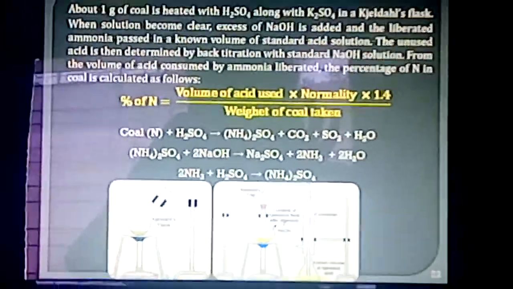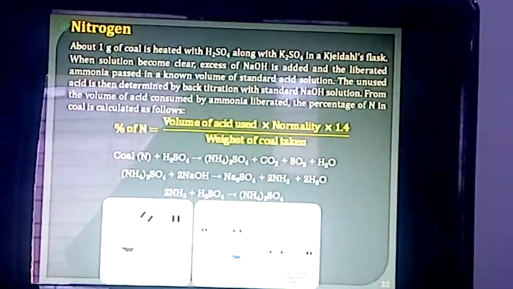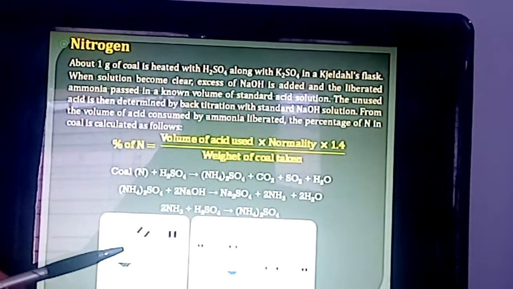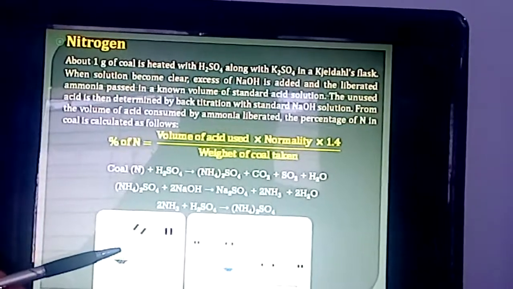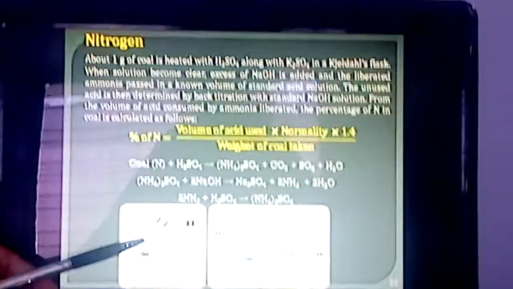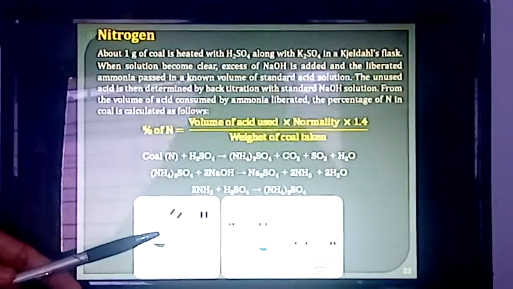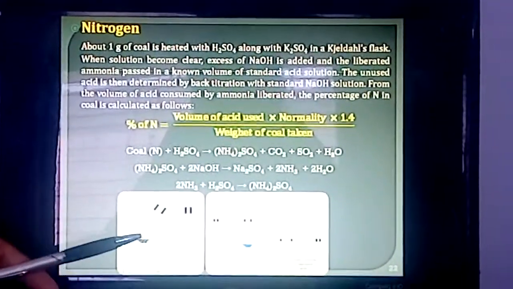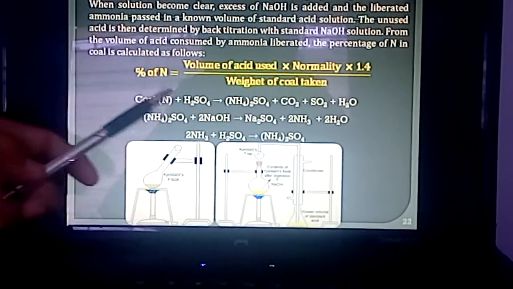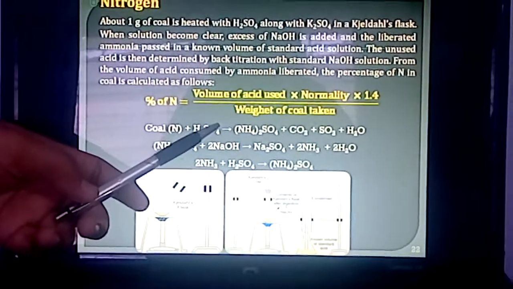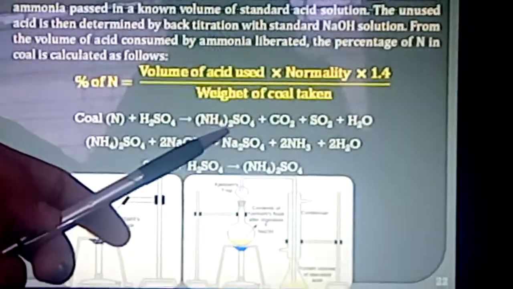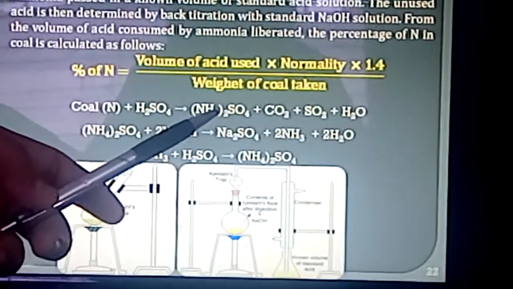A known weight of coal powder is heated with concentrated sulfuric acid. In this Kjeldahl's flask, take the known quantity of the coal sample, and this coal powder is heated in presence of concentrated sulfuric acid by using potassium sulfate and copper sulfate as a catalyst. So coal powder plus sulfuric acid, using potassium sulfate and copper sulfate catalyst, gives ammonium sulfate.